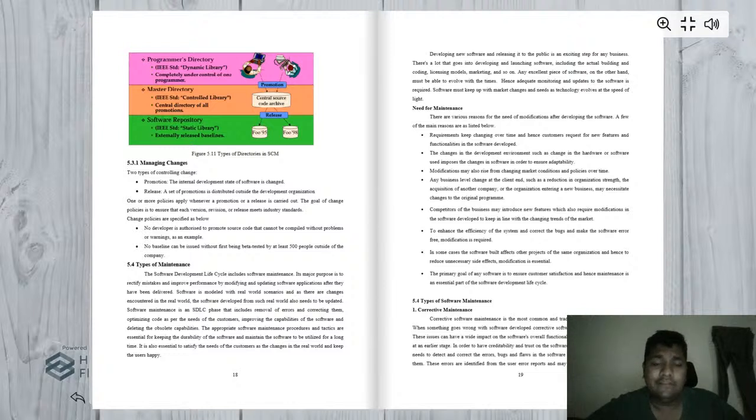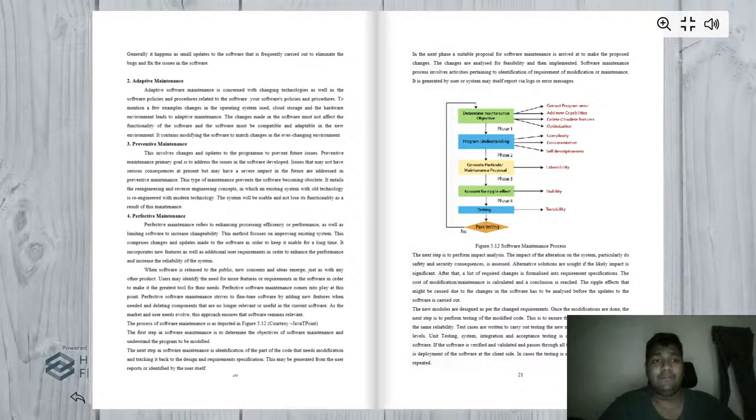Whenever maintenance is there, what is the purpose of maintenance? What is the need? Okay, so we need something. Corrective maintenance: if something isn't correct, then we can correct it. Adaptive means we have to adapt the maintenance accordingly. Preventive means we have to prevent problems. Perfective means we have to perfect the maintenance.